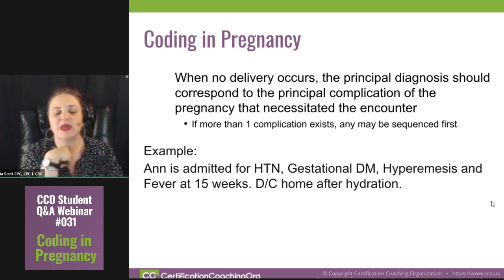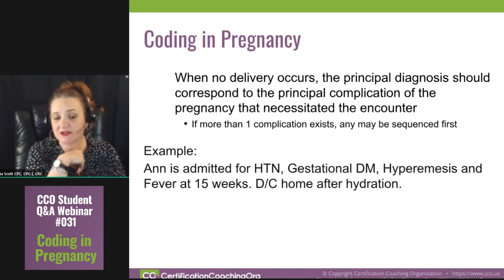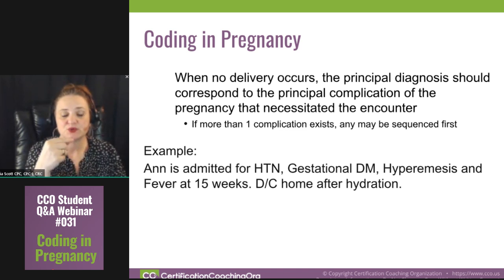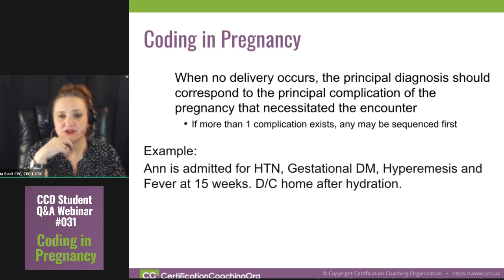So what happens when we have a patient that is admitted, okay, so this would be inpatient, for a complication or a problem, but there's no delivery. So there's a lot of things that can happen here. Note that you can even have more than one complication. So I picked this scenario. Anne is admitted for hypertension, gestational diabetes, hyperemesis, and fever at 15 weeks and discharged home after hydration. So the first thing we know is that she's in her second trimester, right? Because she's at 15 weeks. And I didn't put how many days that was, because usually it would be just like a one-day thing, hydrating.